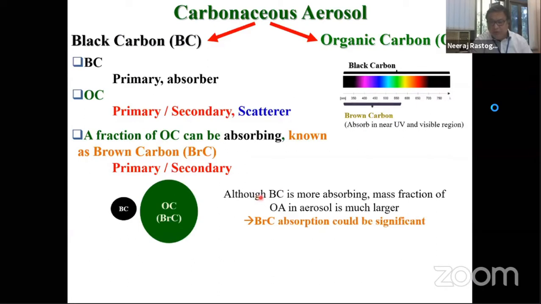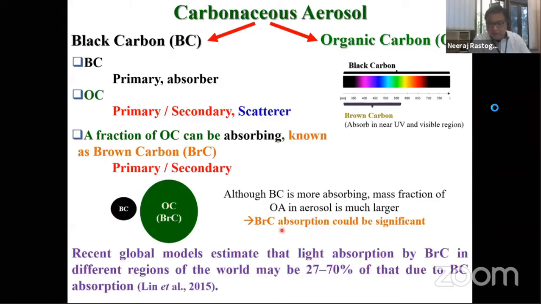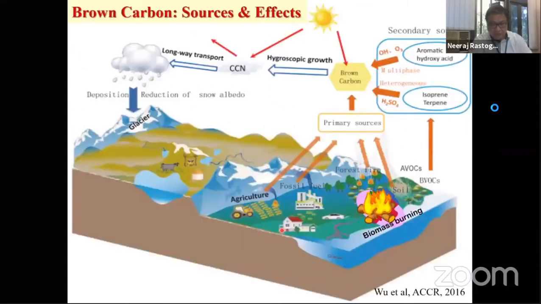Although BC is more absorbing, we know it is after CO2, the most absorbing component in the atmosphere. But the mass fraction of organic aerosol is very high in comparison to BC. What it means is that BrC absorption could be significant. In fact, recent global models estimate that light absorption by BrC in different regions of the world may be about 27 to 70% of that due to black carbon absorption.